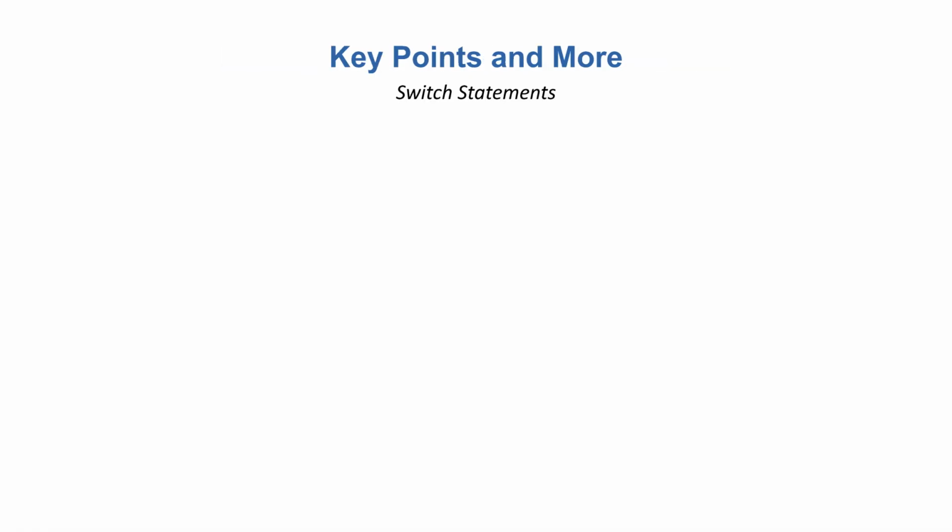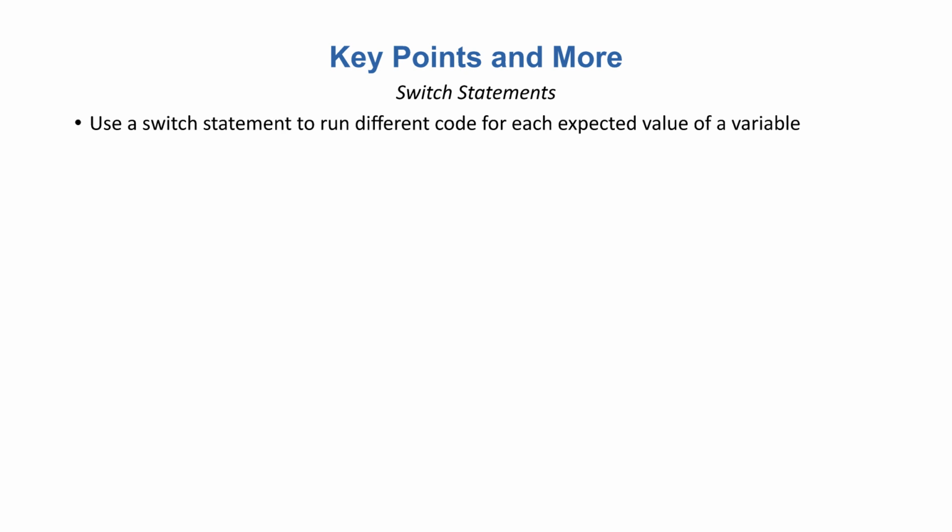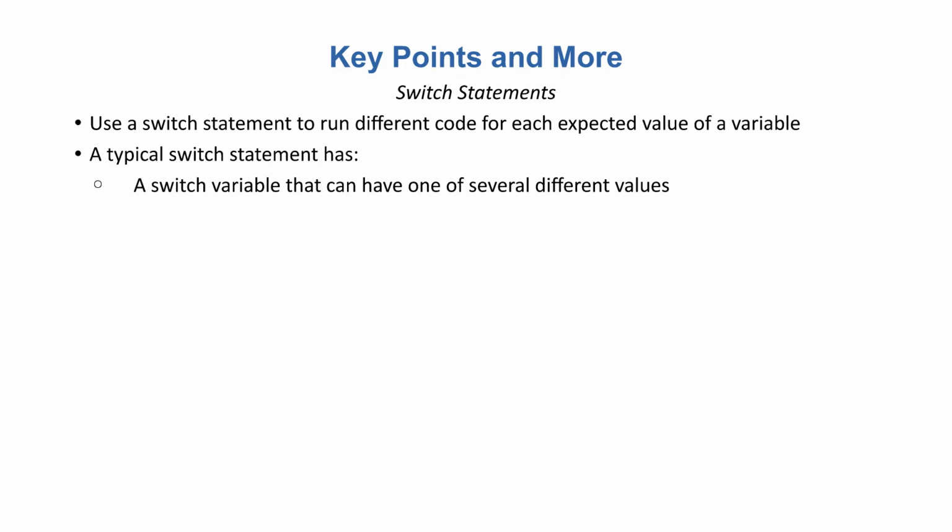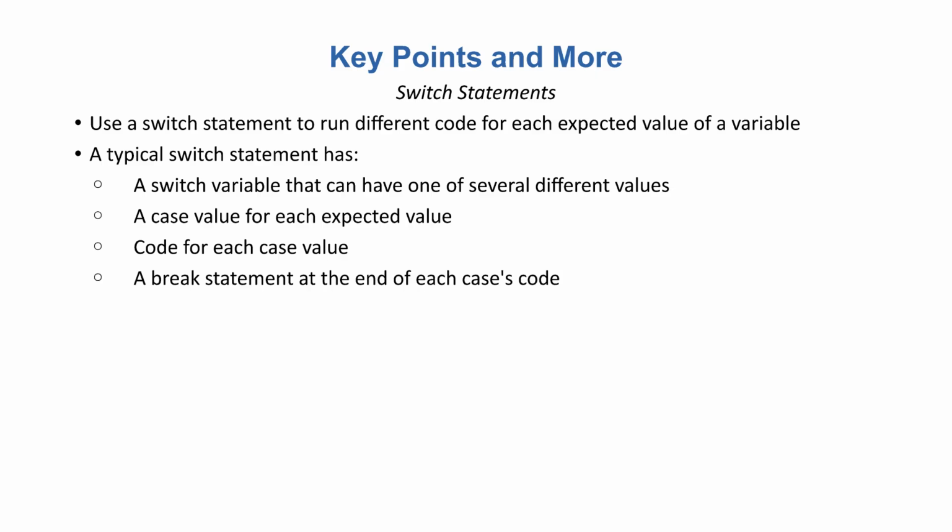Key points and more, switch statements. Use a switch statement to run different code for each expected value of a variable. A typical switch statement has a switch variable that can have one of several different values, a case value for each expected value, one or more lines of code for each case value, and a break statement at the end of each case's code to cause the code to skip to the end of the switch statement.